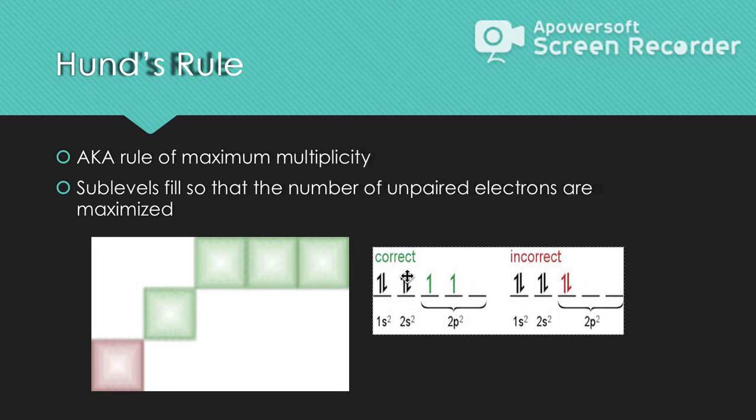So we do fill the lowest first, but anytime you have more than 1 orbital, so in this case we have 3 connected, or 3 in the 2p, anytime you have more than 1 orbital, you're going to give them all their own bedrooms before you make them share bedrooms. That would be violating Hund's rule on the far right.